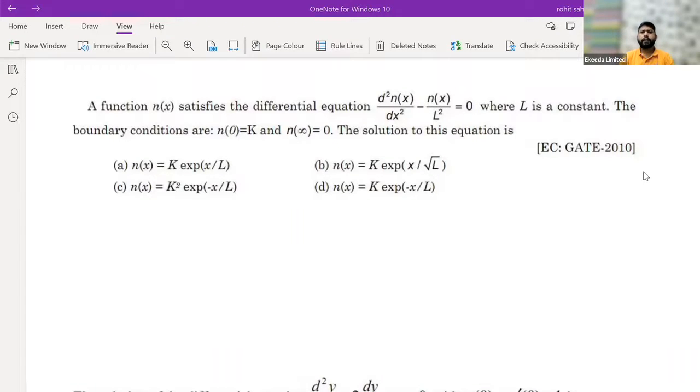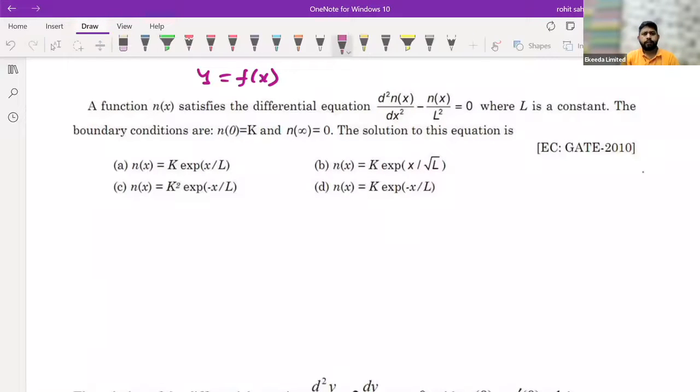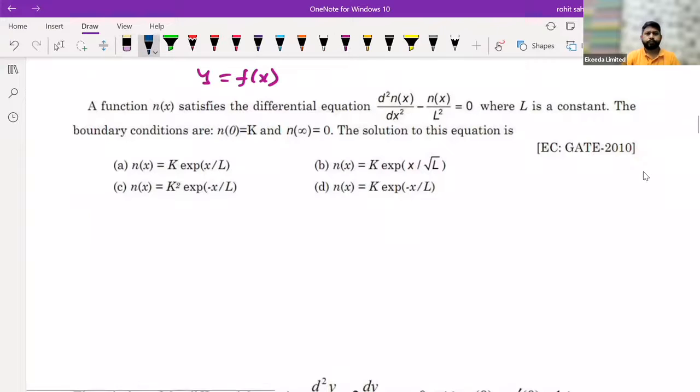n of x को देखकर ऐसा कुछ डरना नहीं है, जैसे कि y as a function of f of x होता है वैसे ही n of x लिखा हुआ है. ठीक है, n of 0, n of infinity सब दिए हुई चीजें. So let's see this. Let's see if we can do something about this.